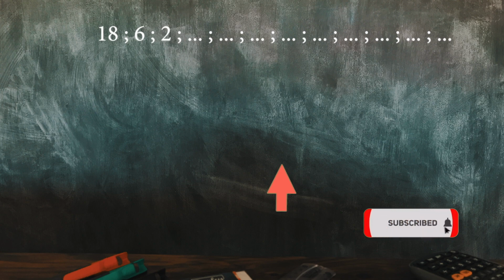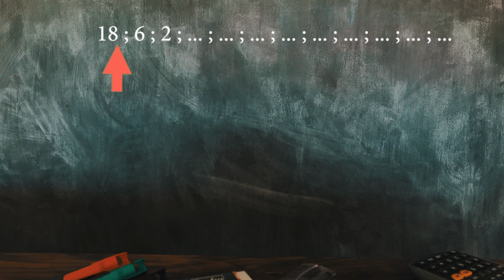We are given the following geometric series: 18, 6, 2, and so it continues. Because this is a geometric series, we know that it has a constant ratio. So 6 divided by 18 is a third. 2 divided by 6 is a third. So our constant ratio is a third.